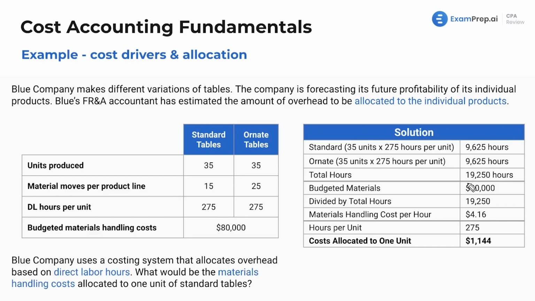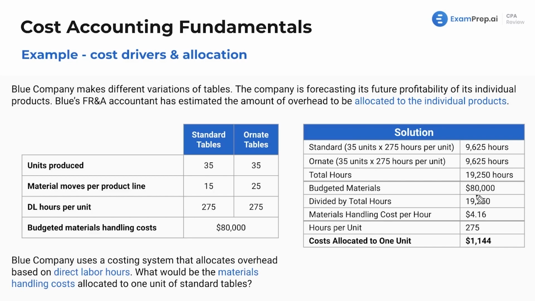So budgeted materials, again, what are we allocating? We're allocating the overhead of 80,000, divided by how many hours? The total hours. That is a materials handling cost per hour of $4.16. How many hours per unit? 275 hours per unit. Do a little multiplication, and that gets us to 1,144 costs allocated to one unit. Let's recap that again.